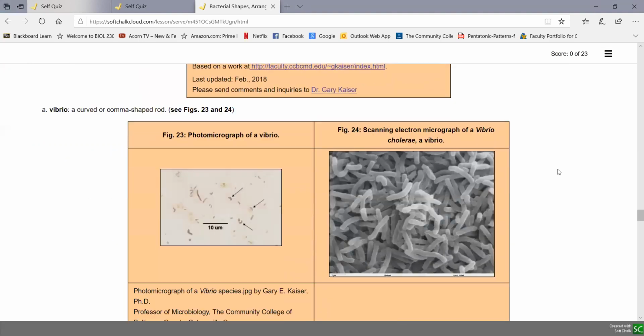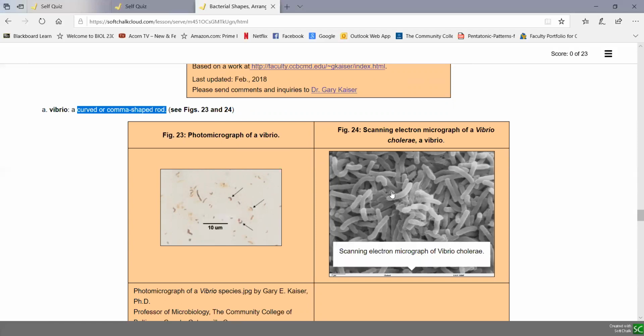So looking at a Vibrio, again, these are curved or comma-shaped bacterium. And here we see in figure 23 a photomicrograph of Vibrio, which looks like a curved rod. And here's a scanning electron micrograph of Vibrio cholerae that causes cholera. And again, they look like curved or bent rods.